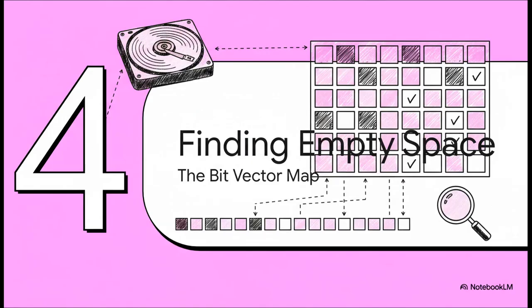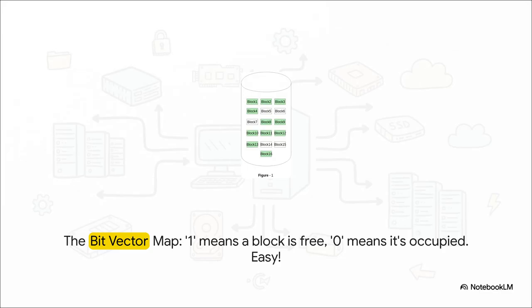But wait a second. Before the OS can store anything at all, how does it even know which of the millions of blocks on your drive are empty? Does it have to go and check every single one every time? Nope. It uses this beautifully simple trick called the bit vector. It's basically a map of the entire disk, represented by a long string of ones and zeros. A 0 means a block is occupied, and a 1 means it's free. So instead of physically searching the drive, the OS just glances at this tiny map and can find an empty spot in a fraction of a second.